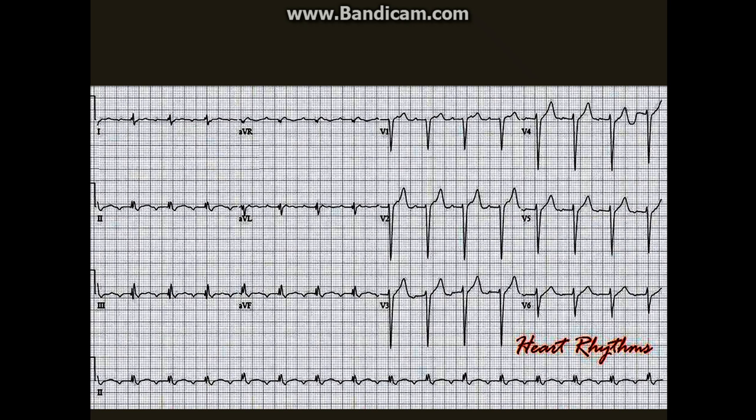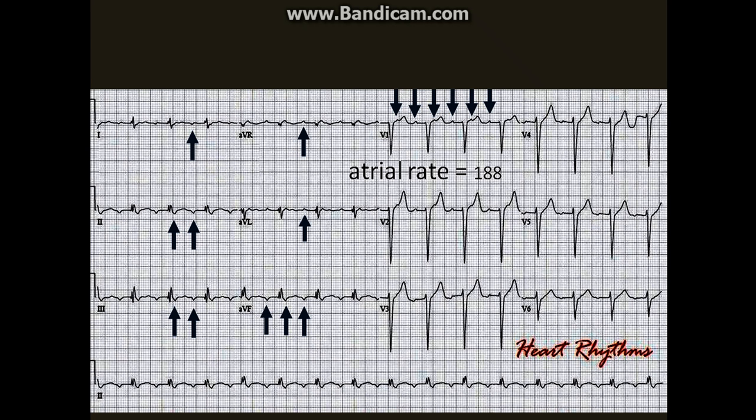This patient came in with shortness of breath. What is the rhythm? This is a regular narrow QRS rhythm at a rate of about 90 beats per minute. There is poor RV progression and low voltage limb leads.